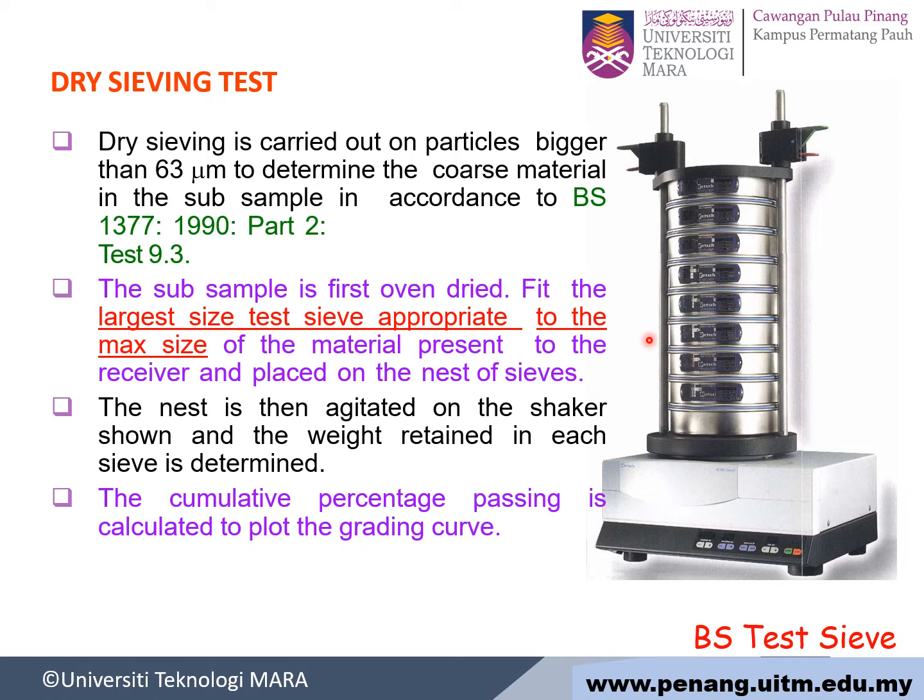Okay, this test is actually very simple. First you weigh the sample of soil, and then you place the sample on the nest of the sieve. Alright, and then you shake the shaker here. After that you determine the weight retained on each sieve. You have different sieves with different sizes, so you determine the weight retained on each, and then you determine the cumulative percentage passing to plot the grading curve.